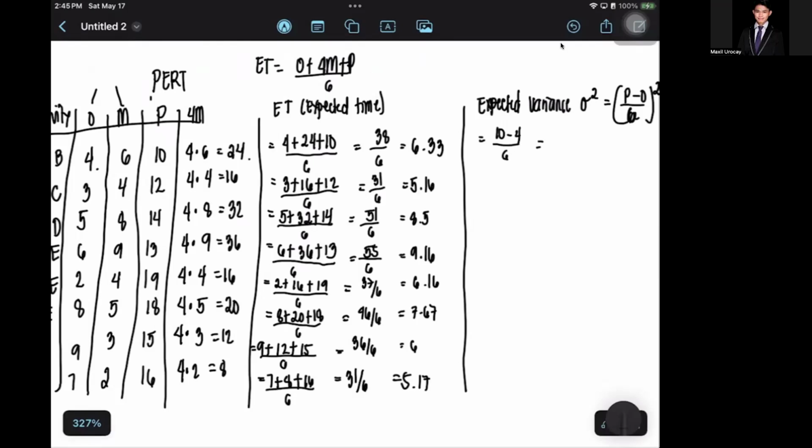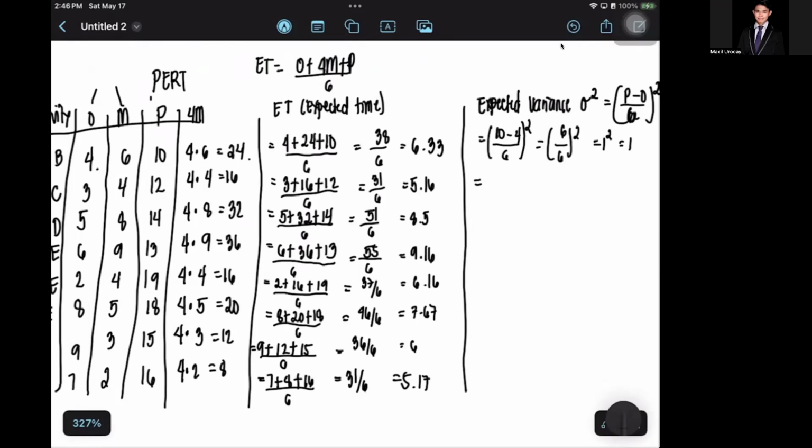So 10 minus 4 is definitely 6, divided by 6, that is actually squared. So 6 divided by 6, that is 1. So 1 squared is 1 times 1, which equals 1.